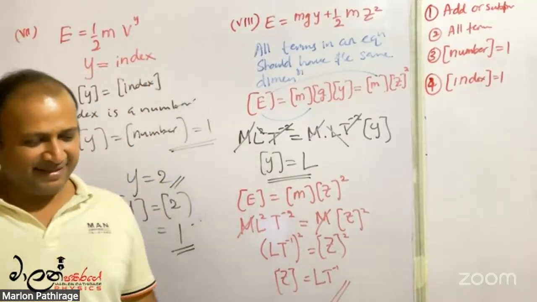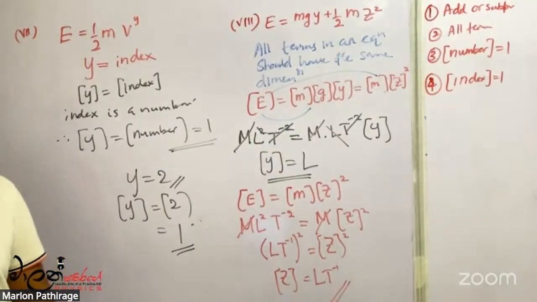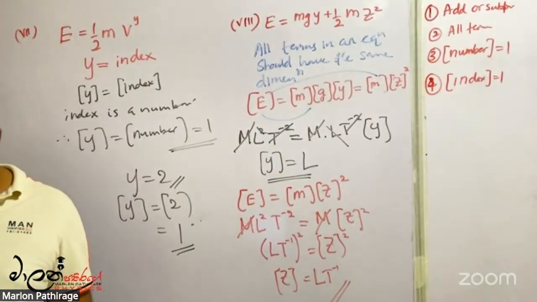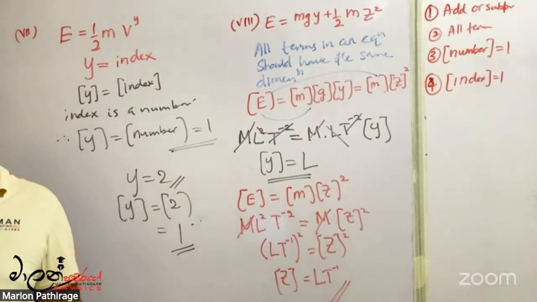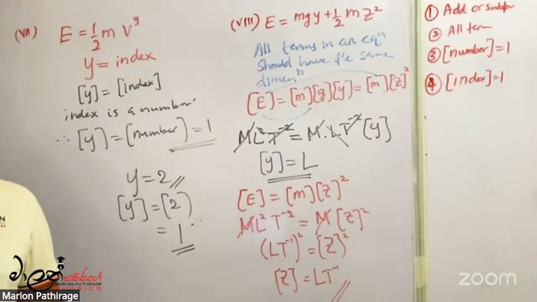Okay. Then last question. Not last question, this is the last question, no? E equals U, is it? Make a half U, is it?